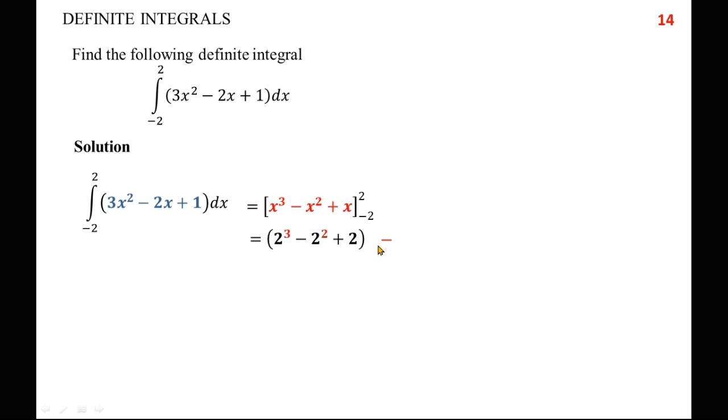And after that we subtract the result by the value after we substitute x equals negative 2. So we'll obtain 6 minus negative 14 equals 20. That is the final result.